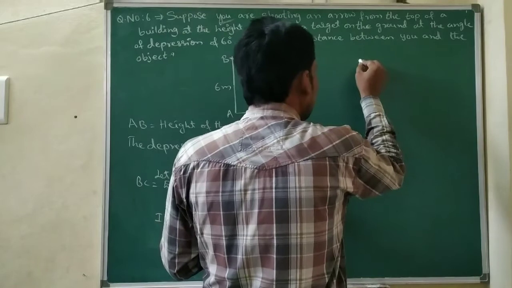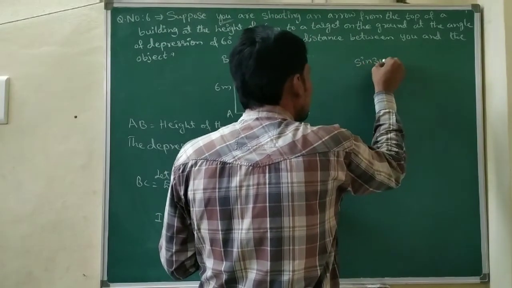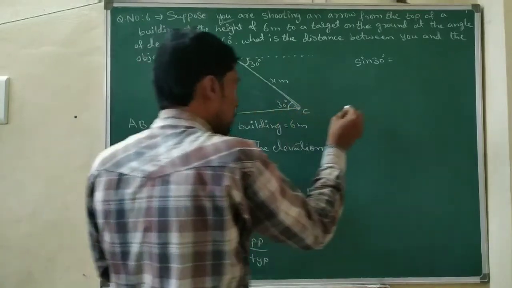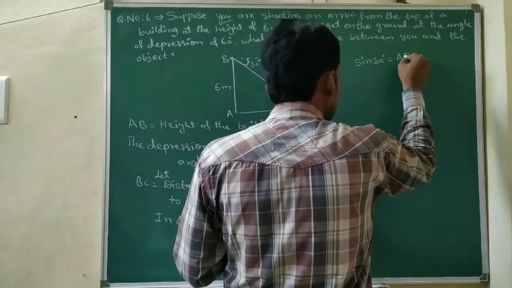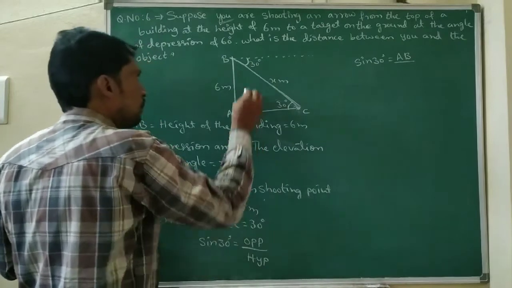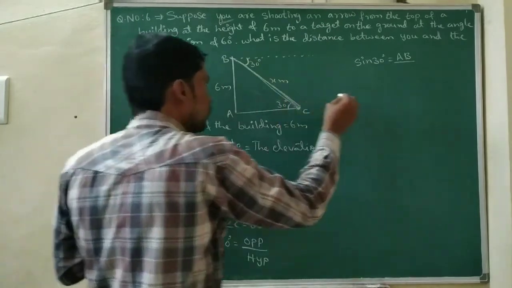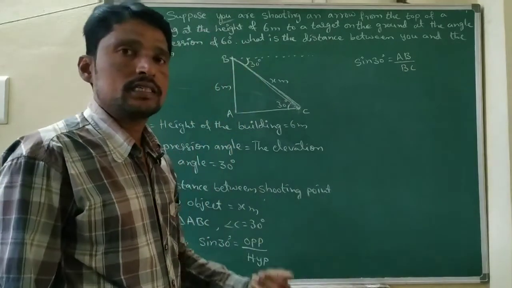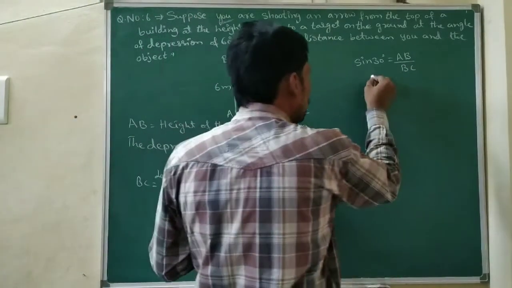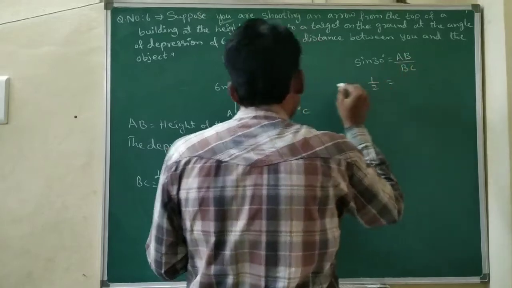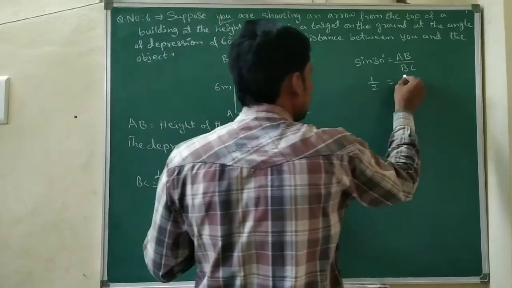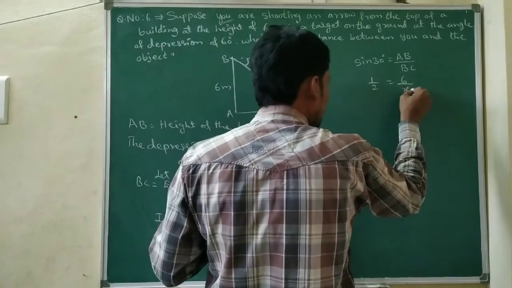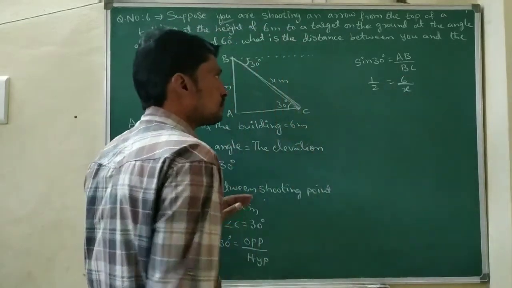So sine 30 degrees equals opposite. What is opposite here? AB is the opposite, by hypotenuse. Hypotenuse is BC. Sine 30 value how much? That is 1 by 2. So 1 by 2 equals AB value 6 meters by BC value, which we don't know, that we need to find, that we took as x.